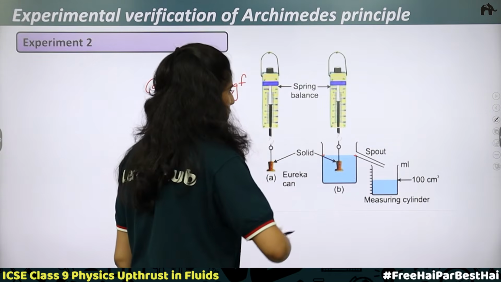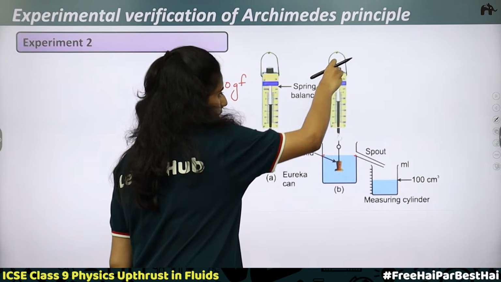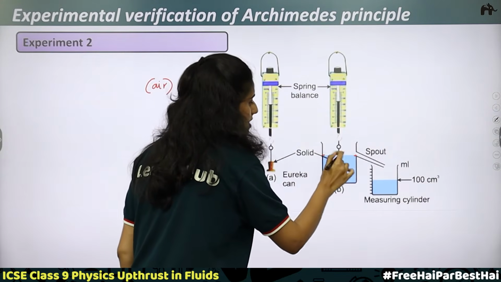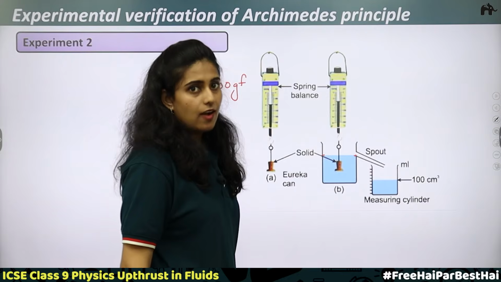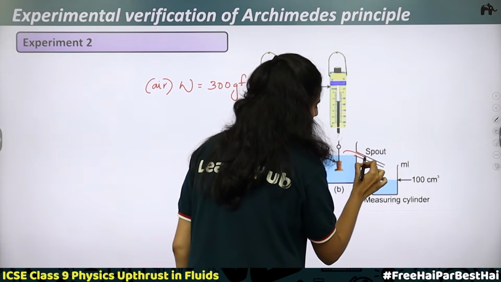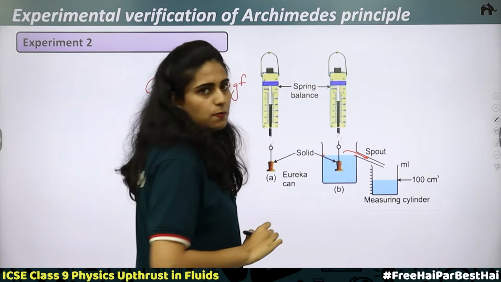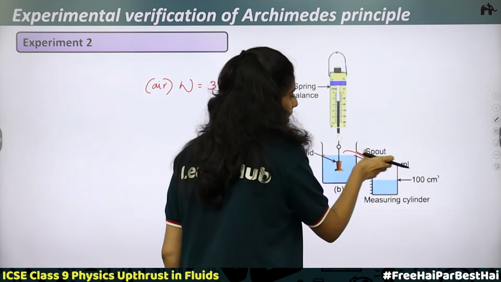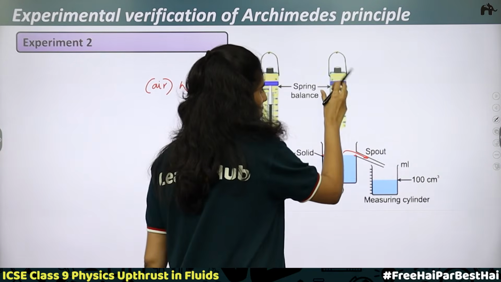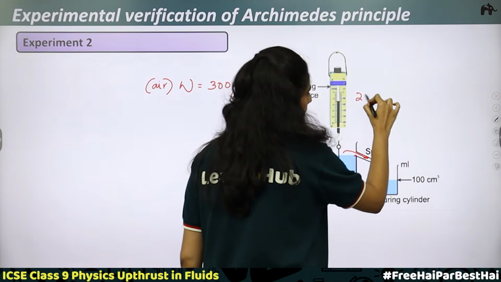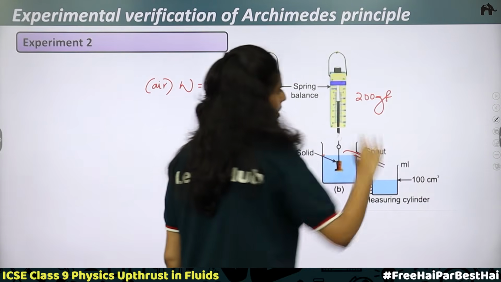Now what you are going to do is bring the solid into the water, so that the solid gets completely immersed inside the liquid. What happens? Water will start getting displaced. The water will move through this spout. Then you are keeping a measuring cylinder in which the water gets collected. So here when you measure the weight using the spring balance, you will be getting 200 gram force. So what has happened?